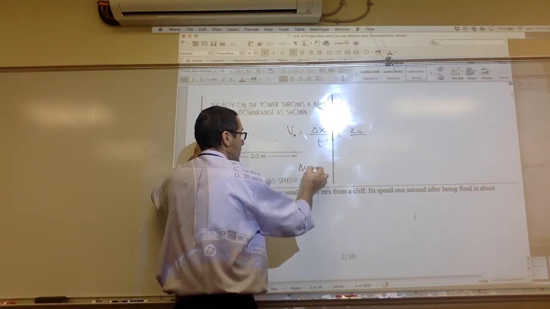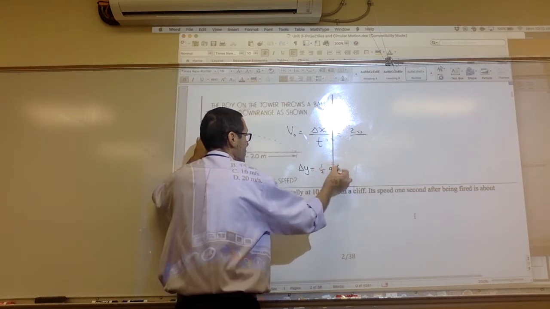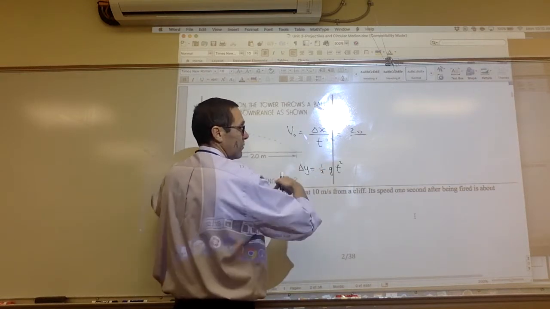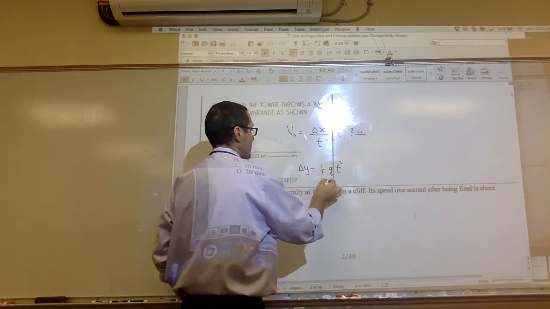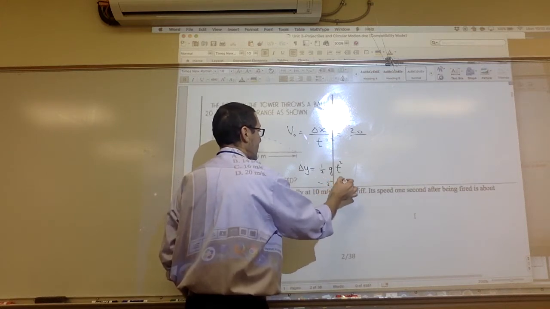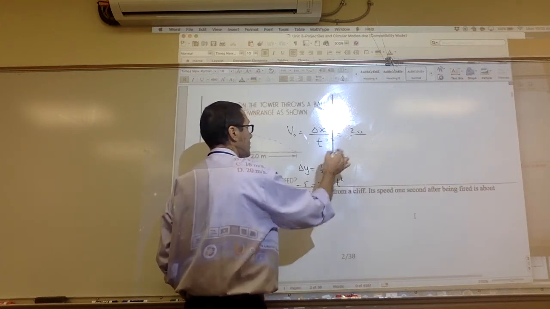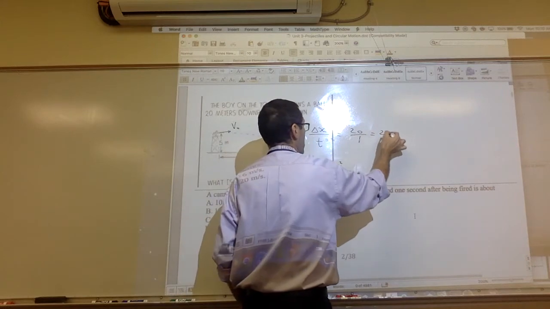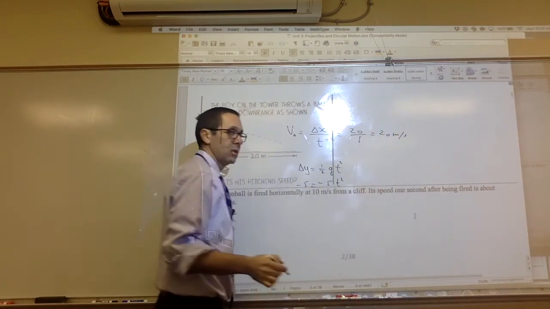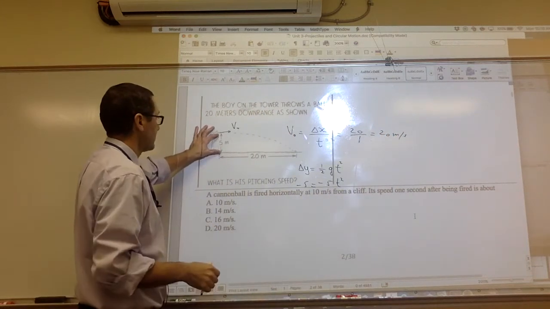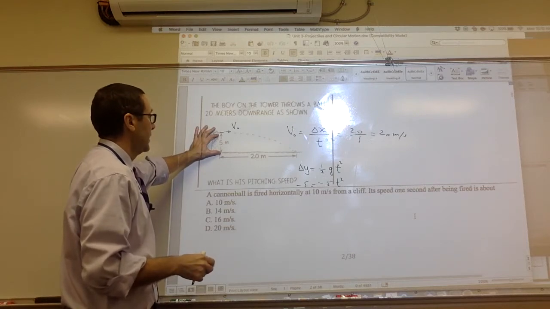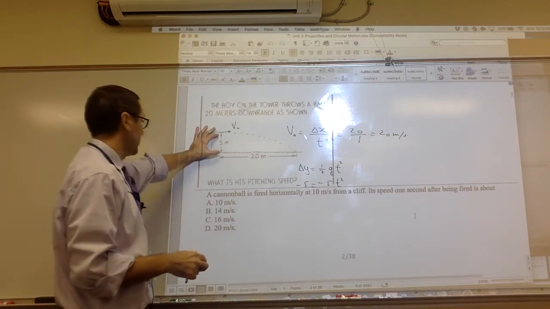So we're going to use delta y is 1/2 gt squared, because the initial velocity in the y direction is 0. So this is going to be -5t squared equals -5. So t is equal to 1. So this is 20 meters per second. Or you should have realized that after 1 second, an object will drop 5 meters.